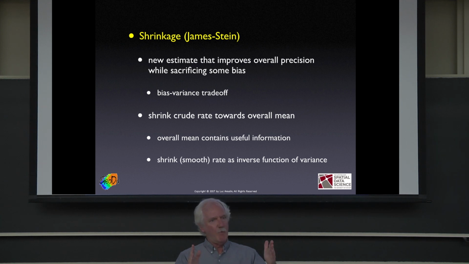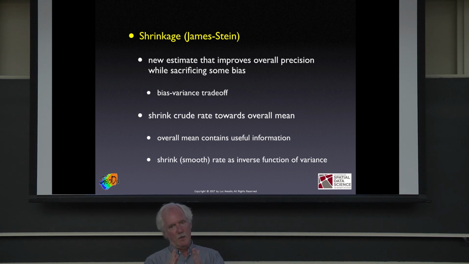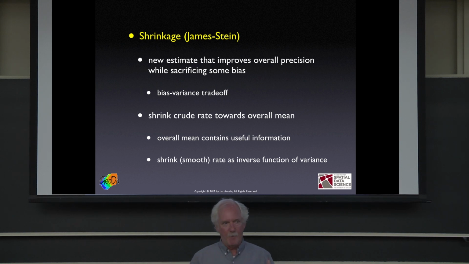And when we have a lot of population, it won't shrink it at all. We'll just leave it as is because it's very precise as is. But when we have a very small population, we'll pull it towards the mean. Now think a second what this implies.